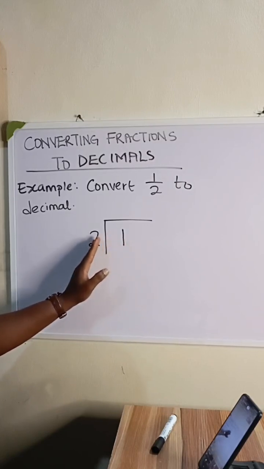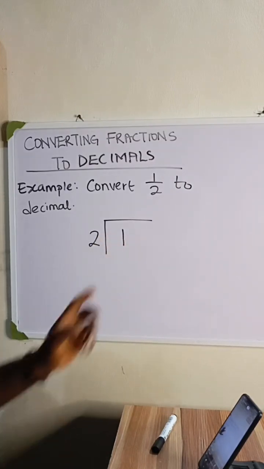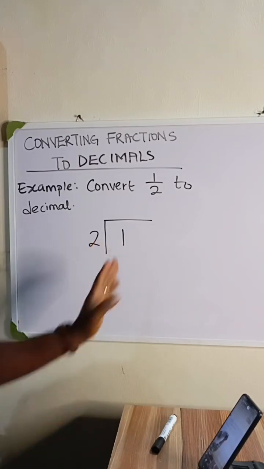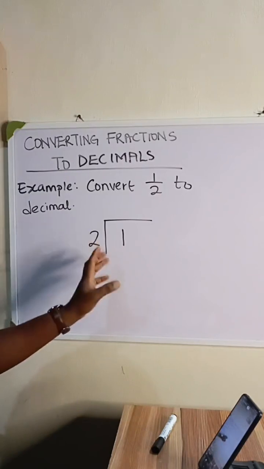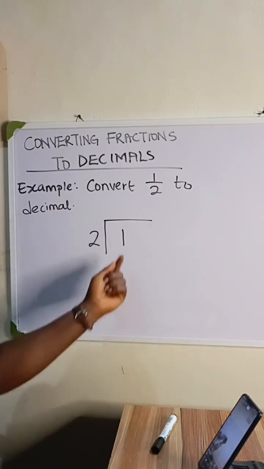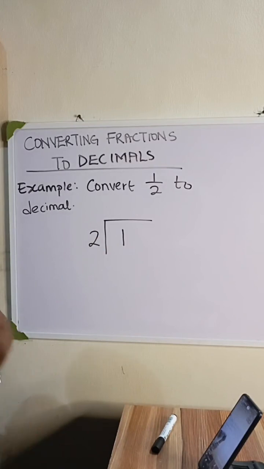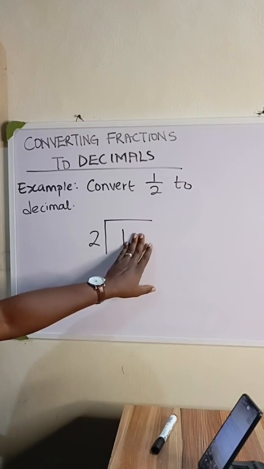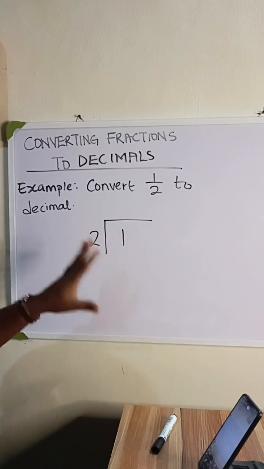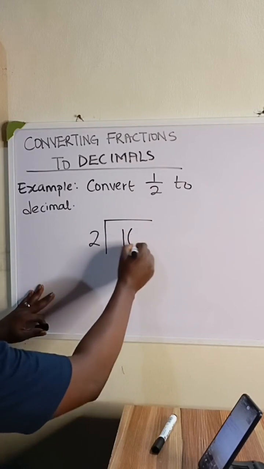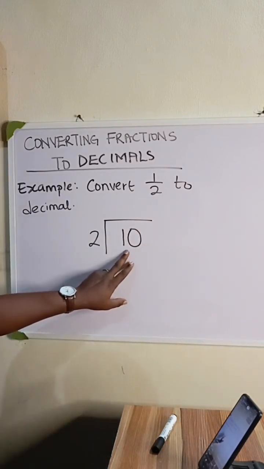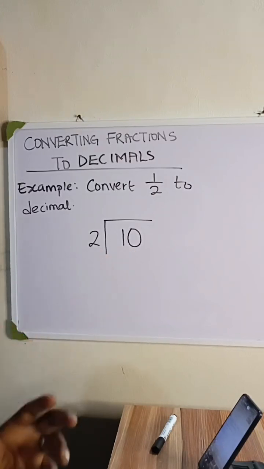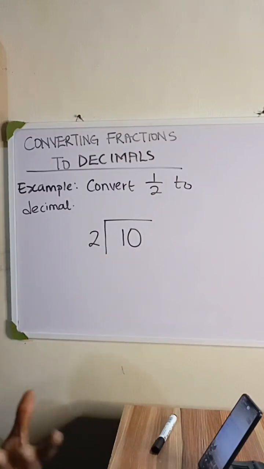If you have 1 divided by 2, we cannot have a whole number, because 1 is less than 2. So for us to continue with the process of division, we have to convert 1 to become a number that is bigger than 2. And for us to do that, we simply need to add 0 to 1. Initially, there was no 0 here, but once you add 0, we now have 10. So 10 is now bigger than 2.